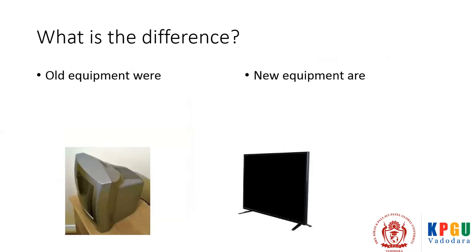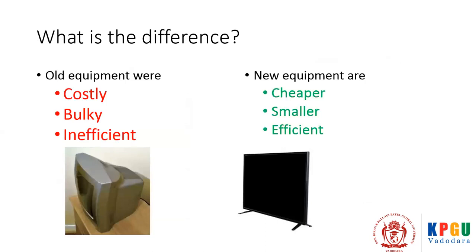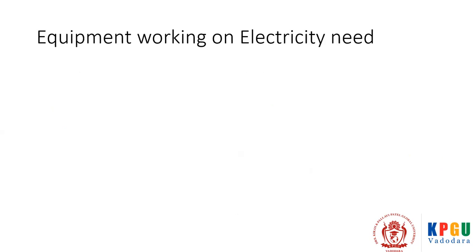The old equipments were costly, bulky, and inefficient. And today, the equipment you have over here is cheaper, smaller, and efficient. So the question which is generally there in one's mind is, why, or how can we achieve this difference? How could we achieve this technological breakthrough?